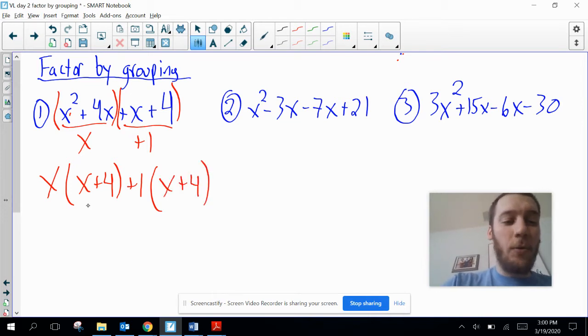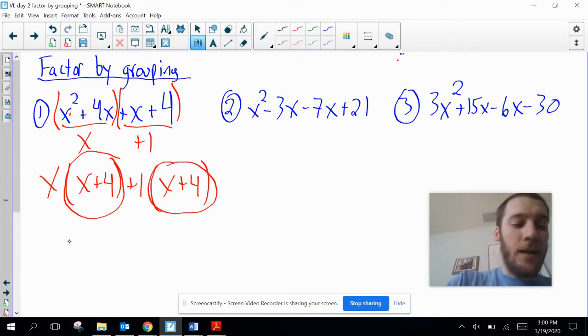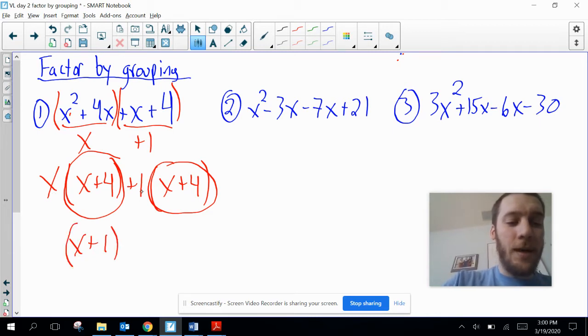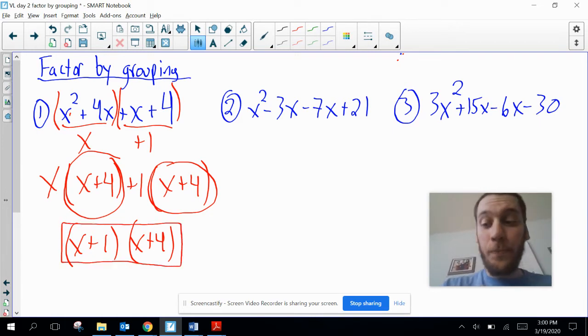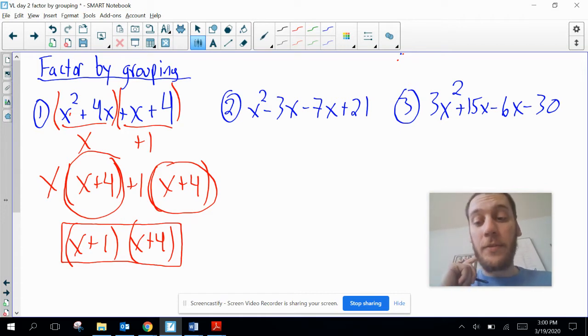And because they both share this x plus 4 right here, it's like the opposite of the distributive property. I've got x times this x plus 4, and I've got 1 times this x plus 4. So I can combine to look like this. I got x times x plus 4, 1 times x plus 4. This is my final answer in factor form. Slow the video and rewind if you need to. I gotta keep it moving.